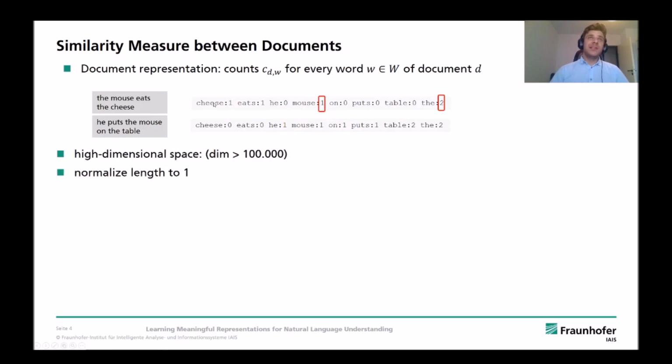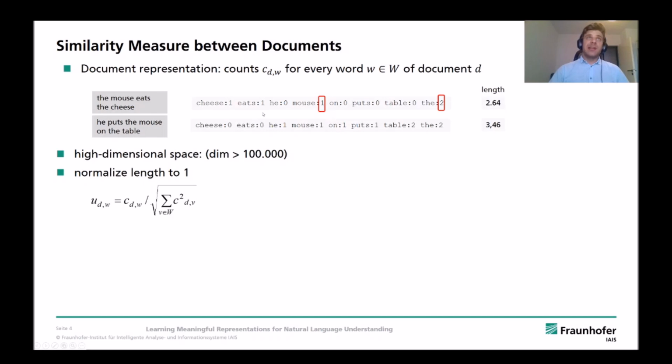If we create these vectors with all of the words in our vocabulary, the dimensionality of those vectors can easily be over 100,000 words, and much more. Many times we have more than 1 million unique words in our document collections, or corpora as we call them. Now what we can do is take these vectors and normalize them to length 1. So we simply divide by the length.